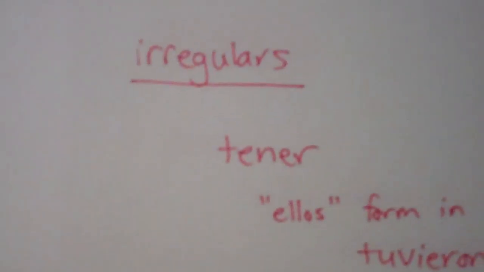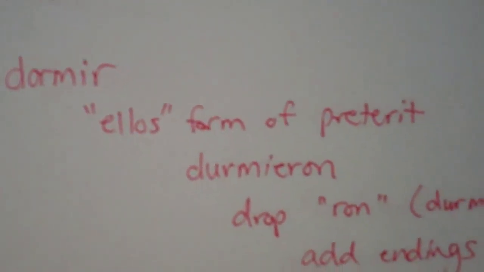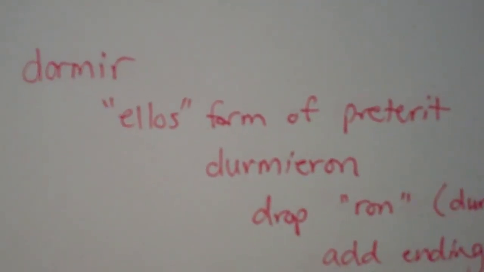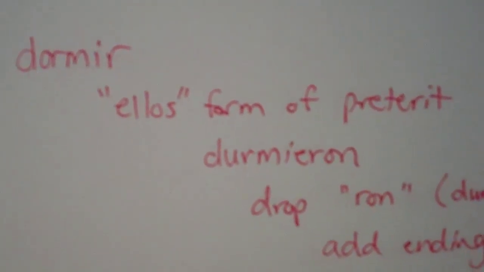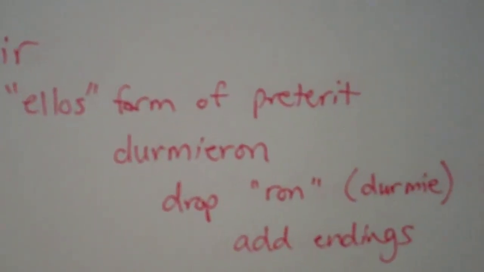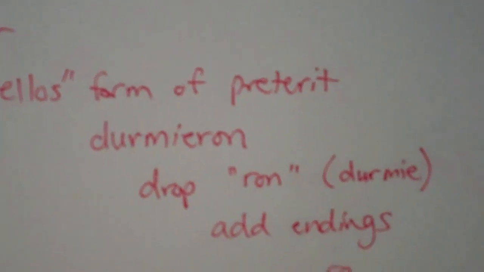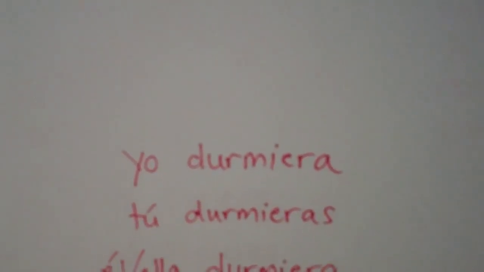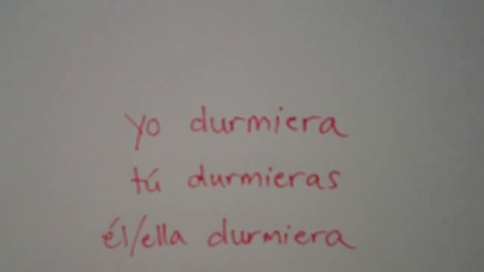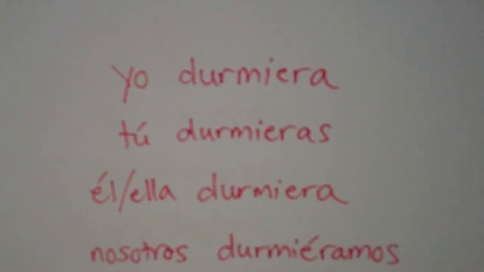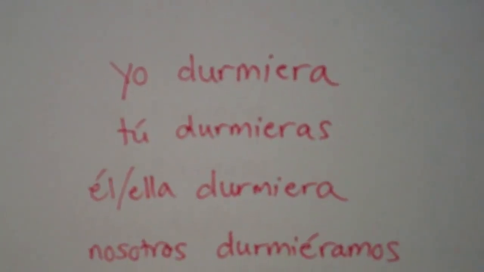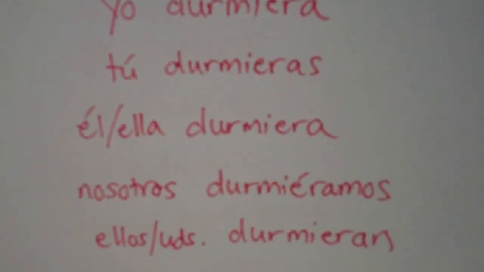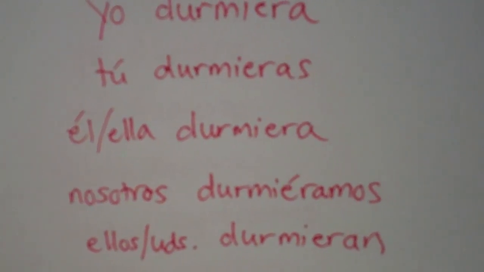Let's try another irregular verb besides tener. Here's dormir. Let's take the ellos form in the preterite of dormir, which is durmieron. We drop our ron, we're left with durmie. We add our endings. And we have yo durmiera, tú durmieras, él o ella durmiera, nosotros durmiéramos, ellos o ustedes durmieran.